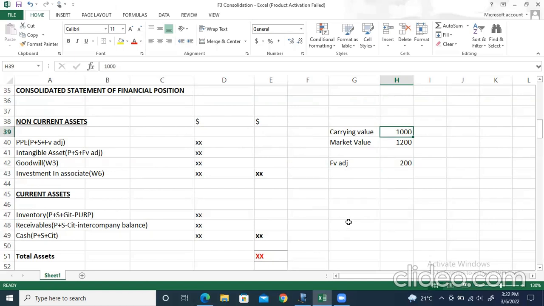So we will naturally have to add that in this figure, right? So all these three things make sense over here: parent plus subsidiary, and we are adding any kind of adjustment or revaluation that happened within the year. Okay, all of these items will be given to you in the question.